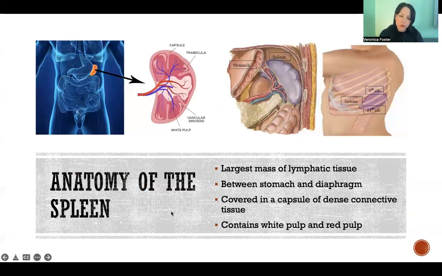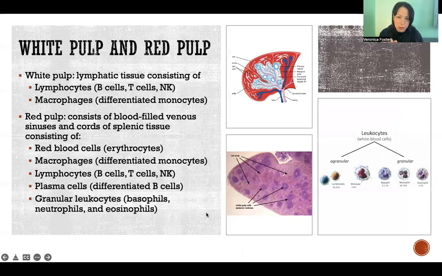So anatomy. The spleen is the largest mass of lymphatic tissue in the body. It's located between the stomach and the diaphragm. If we look in this picture here, you'll see it's just tucked in up here next to the stomach, just inferior to the diaphragm. It's covered in a capsule of dense connective tissue because it's strong and it keeps it safe and protected. The spleen contains white pulp and red pulp, which I will discuss on the next slide.